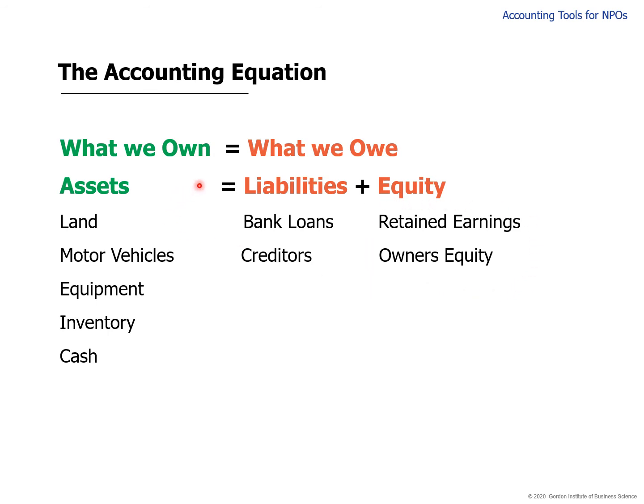So to recap, everything we own must equal everything we owe. And everything we owe could either be owed to people outside the organization or to people inside the organization. So let's take a look at some examples.